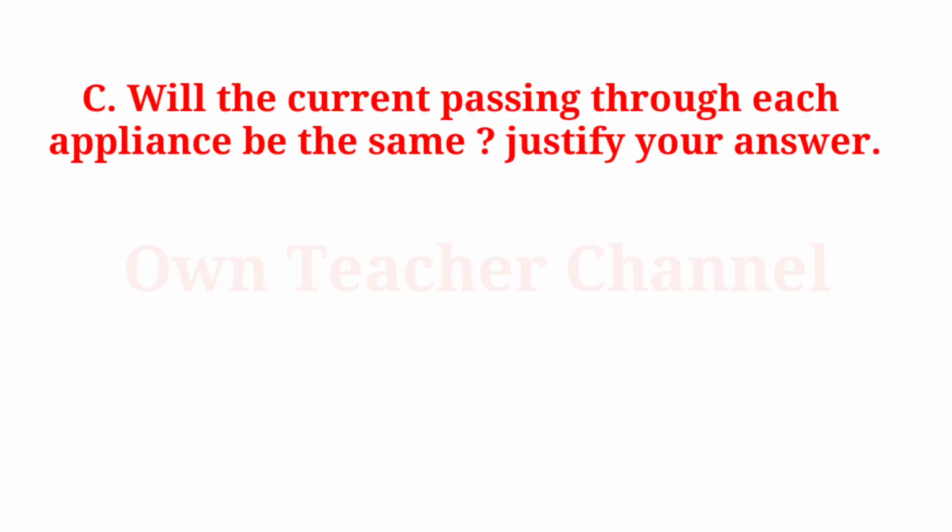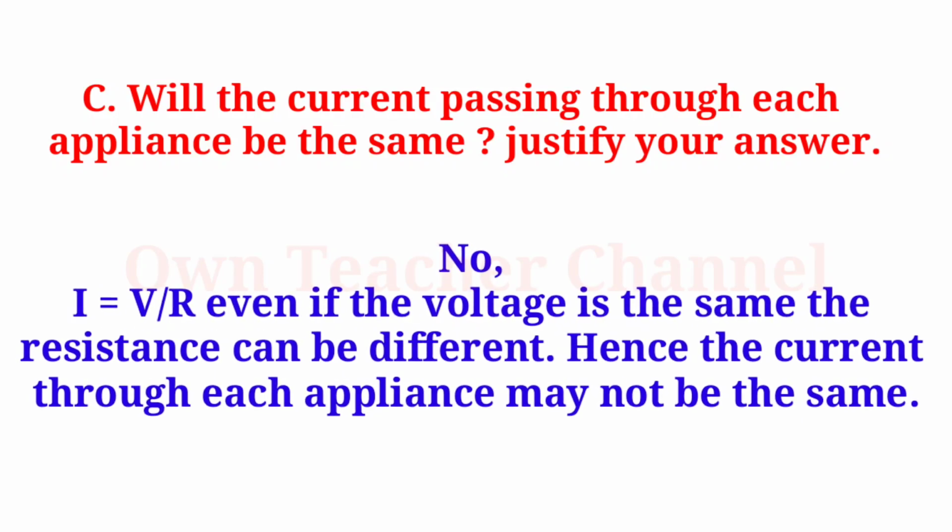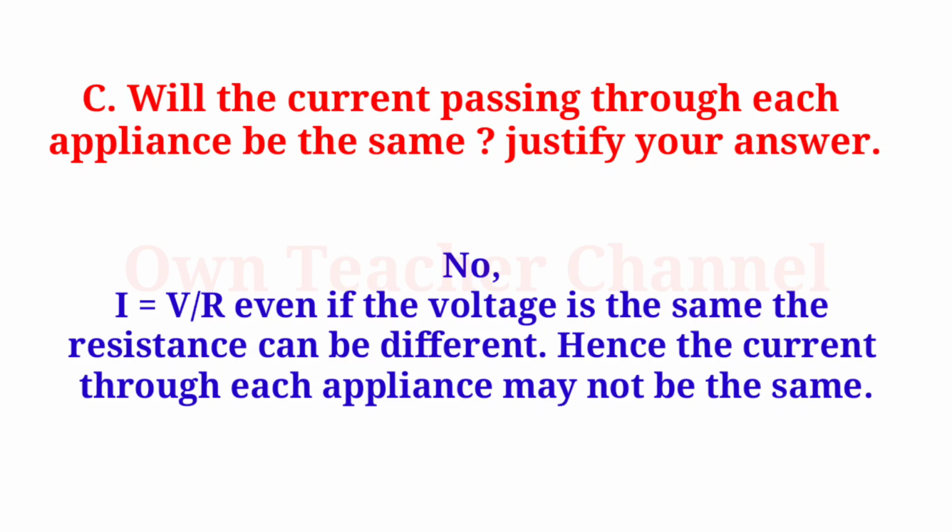C. Will the current passing through each appliance be the same? Justify your answer. No. Current is equal to voltage upon resistance. Even if the voltage is the same, the resistance can be different. Hence, the current through each appliance may not be the same.